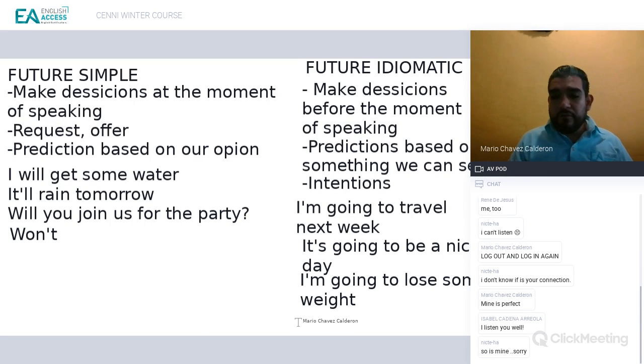In the case of the negative form of going to, we use the negative verb be. So we say, I'm not going to. Okay, I'm not going to do this. I'm not going to do that.